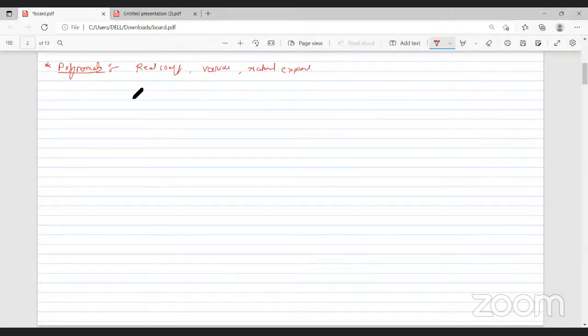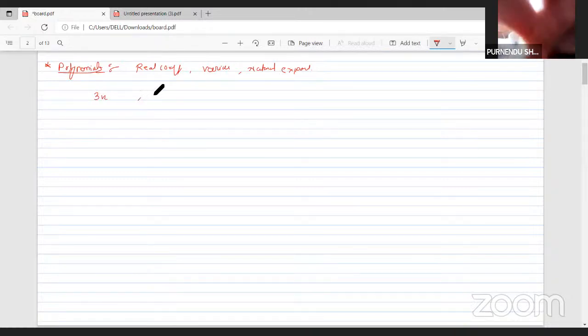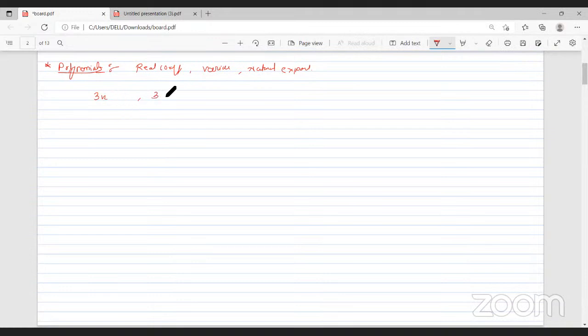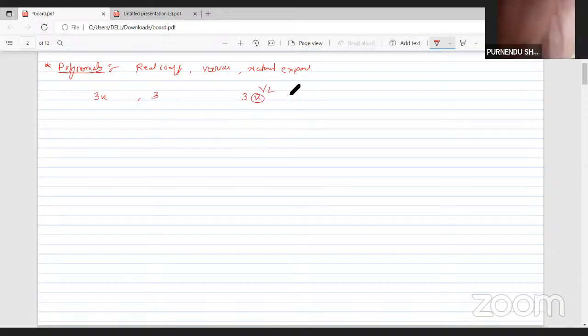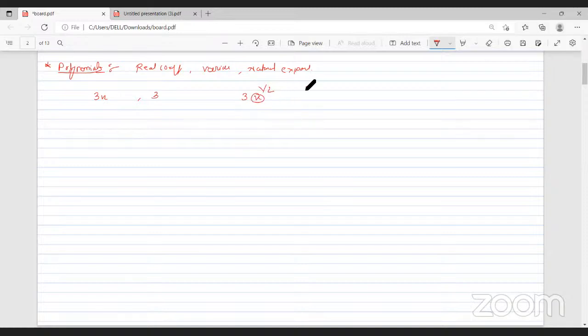So can I say 3x is a polynomial? Yes, sir. And say 3x to the power 1 by 2? No, sir. Why? Because if we put x equal to -1, it will go to the complex zone, so it is not defined on the real line. So this is a basic polynomial.